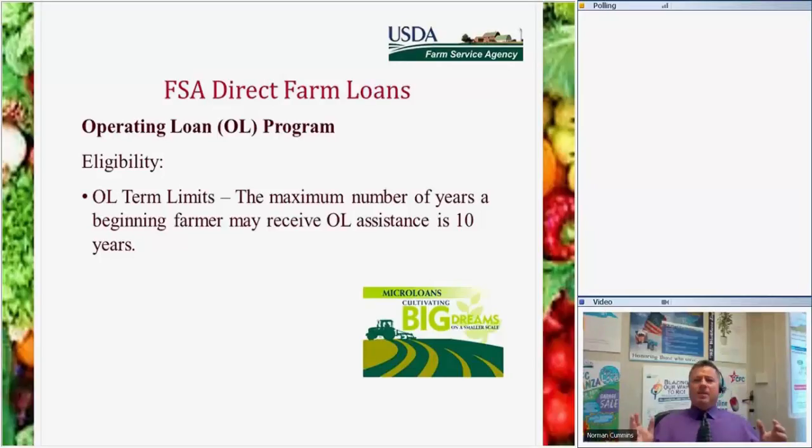So the maximum number of years a beginning farmer can receive OL assistance is 10 years. Even if you've been farming for over 10 years, we don't consider you to be a beginning farmer, and your time's not going to count towards it. If you get a loan, you can get as many loans as possible as long as you're not over that financial threshold. But just remember that you can't be over a certain number of years, because you're just not going to qualify for our loans anymore.